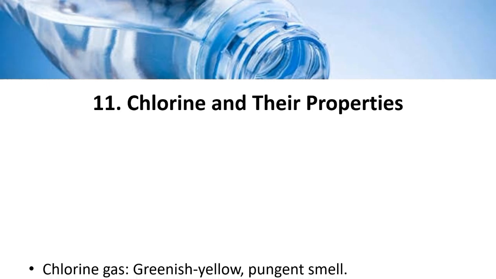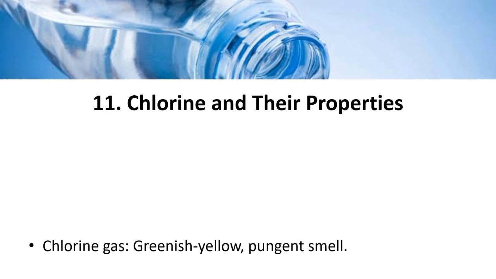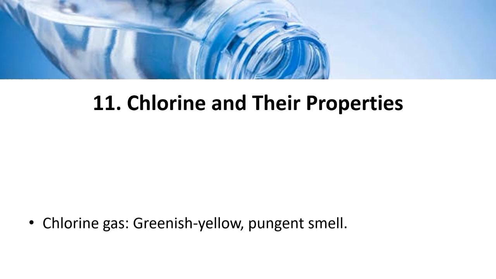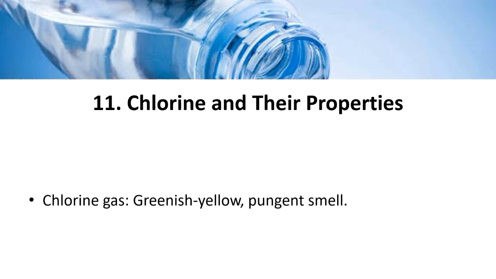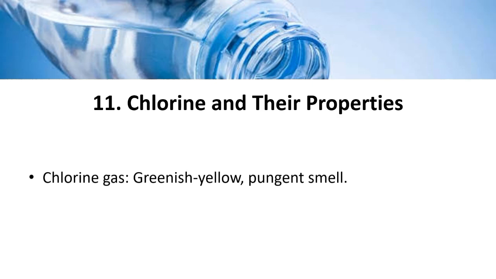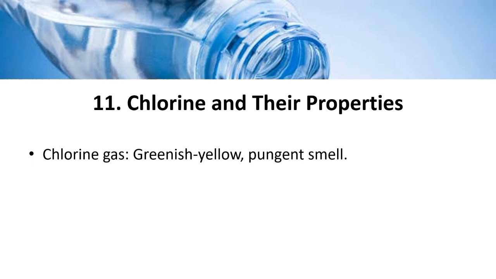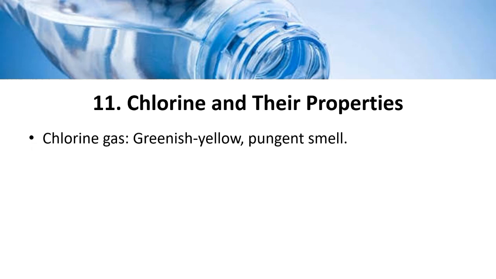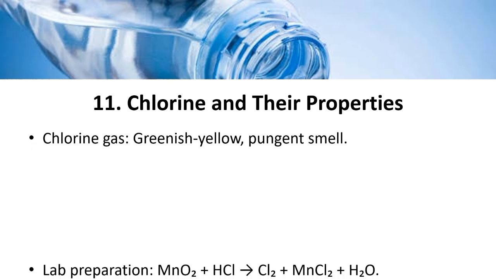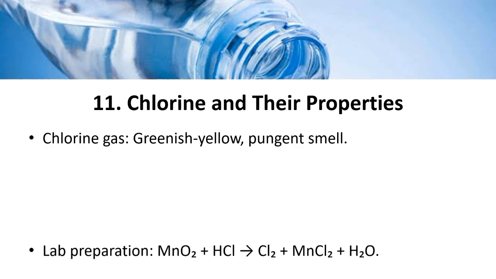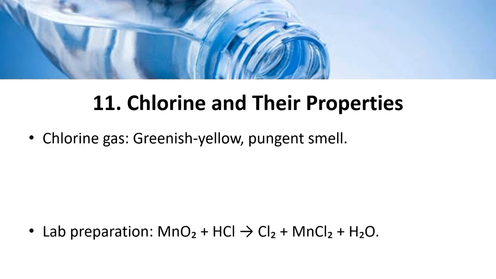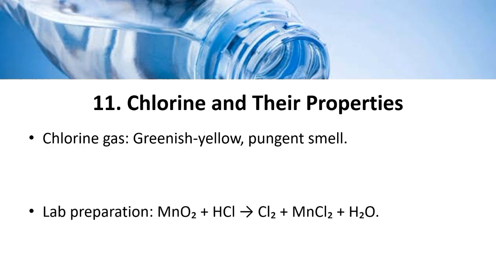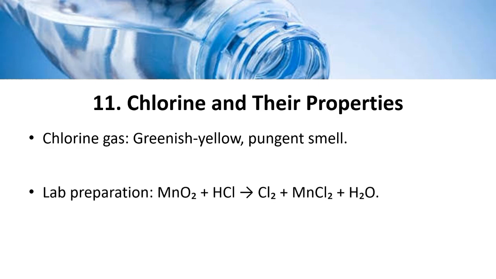11. Chlorine and properties. Chlorine gas has a pungent smell and a greenish-yellow color. It is prepared in the lab by reacting concentrated hydrochloric acid with manganese(IV) oxide. The diagram is important. Hydrogen chloride is acidic in water but not in tetrachloromethane. You may be asked why.